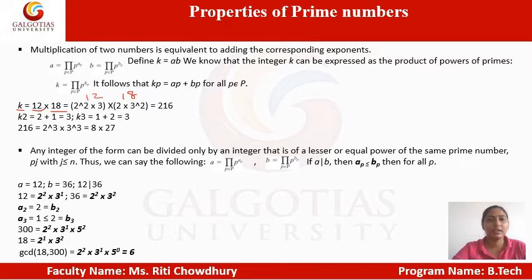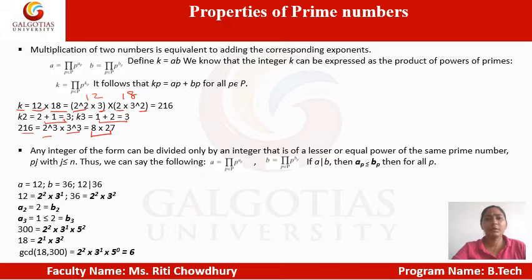So what we can write, for k2, is 2 plus 1, this is 2 and this is 1, so 3. And for k3, this is 1 and this is 2, so this will be 3. Now in a similar way, we can write 216 as 2 to the power 3 cross 3 to the power 3. So we can put the values directly and it will be 8 cross 27. So the same number, we can represent it in a different way.